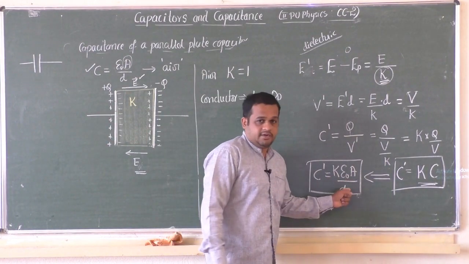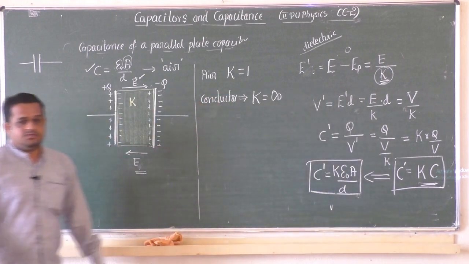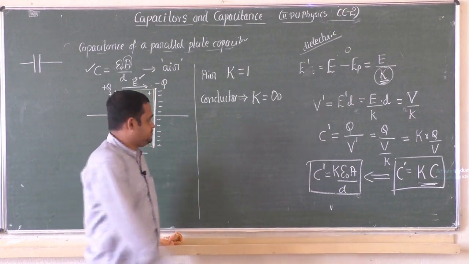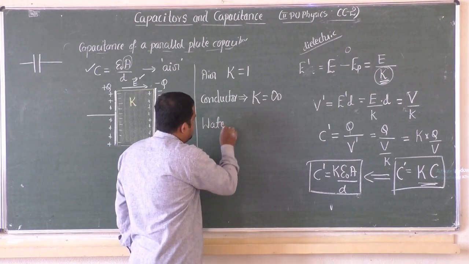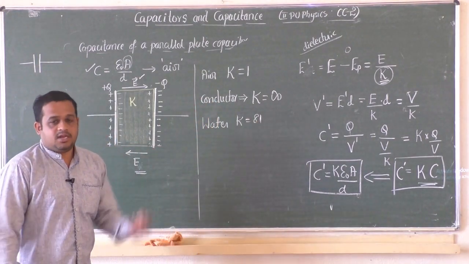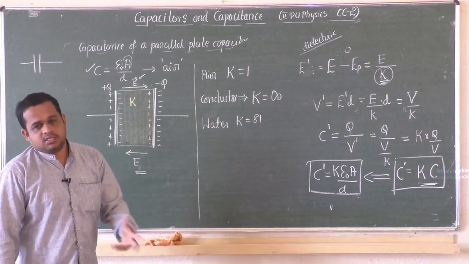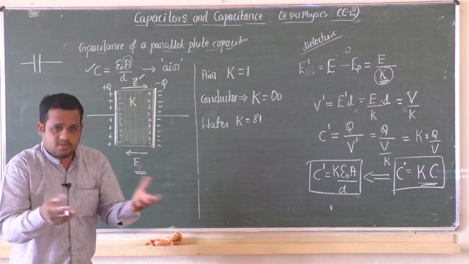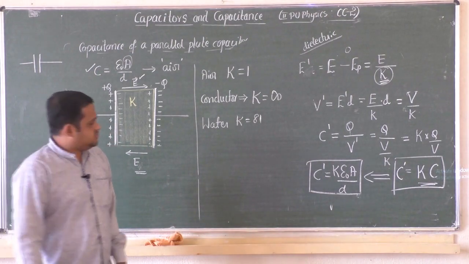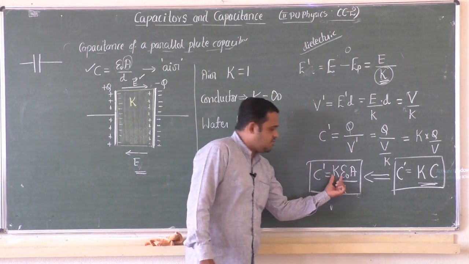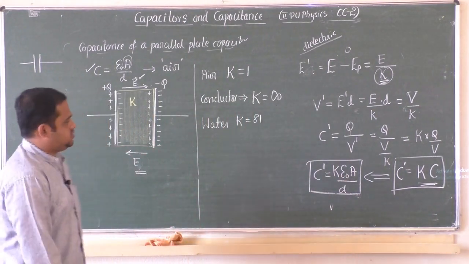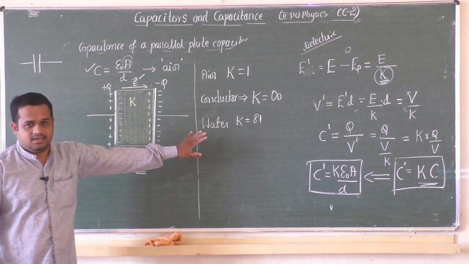K into epsilon naught A divided by D, its capacitance becomes infinite. Similarly for different materials, if you consider the case of water, just for example, K value is nearly 81 or 82. Similarly for paper, different K value. Similarly for plastic, different K value. Ceramic, different K value. So depending on the dielectric medium, the K value is different for different media, and capacitance will have different values. I think it is clear.